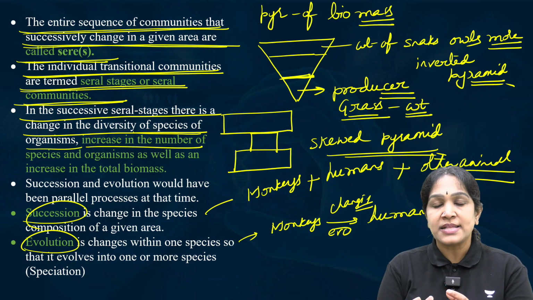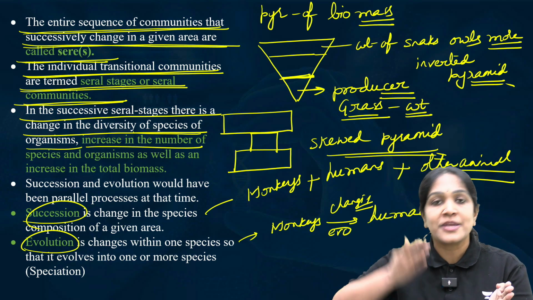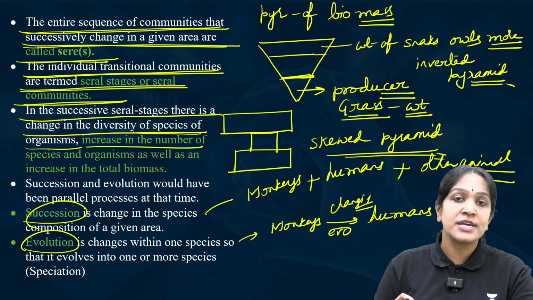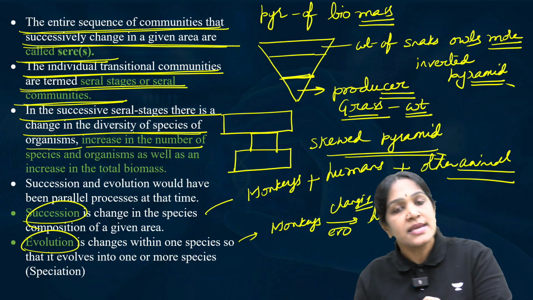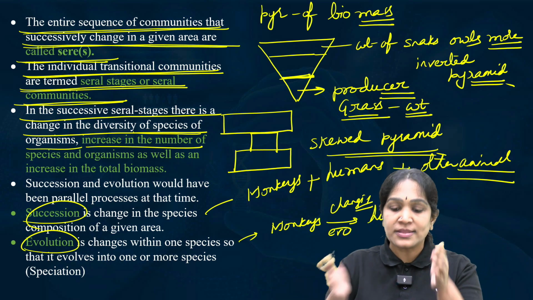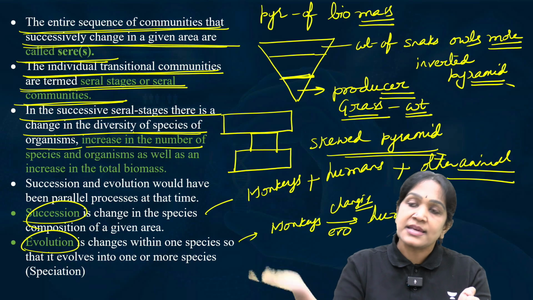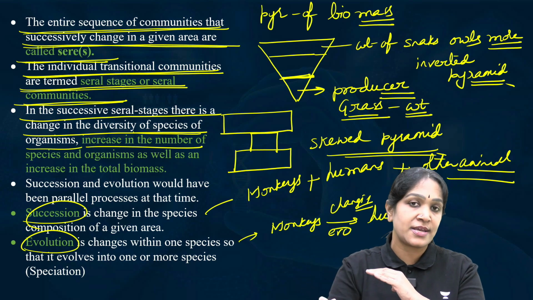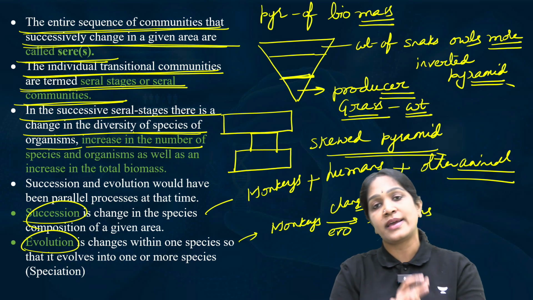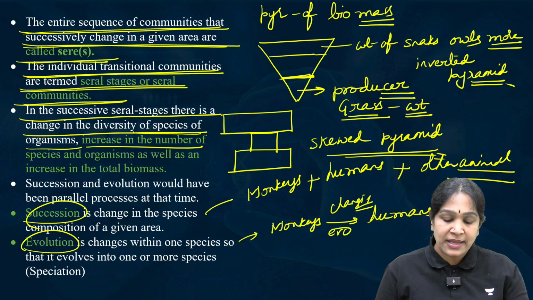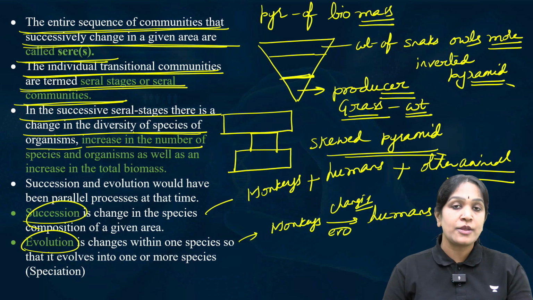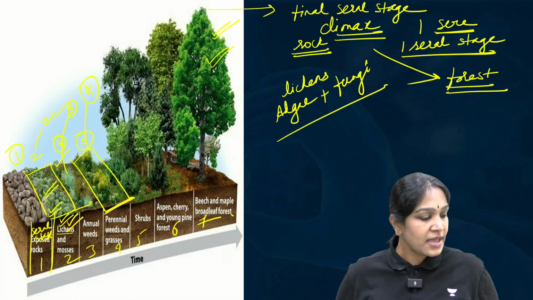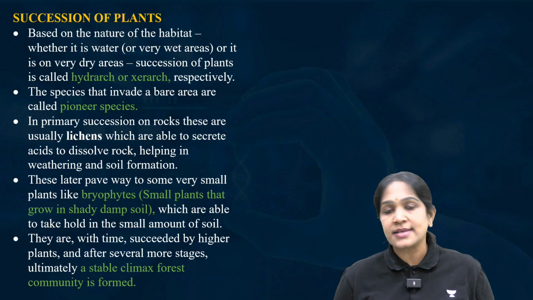So succession means increase in the number of species or the variety of the species, whereas evolution is one species changing into the other. In the succession, that species will be there, other species will add to it, increasing the number of species or the diversity of the organisms. That is the difference between succession and evolution. They both will occur simultaneously. Okay, so that process is called as succession.